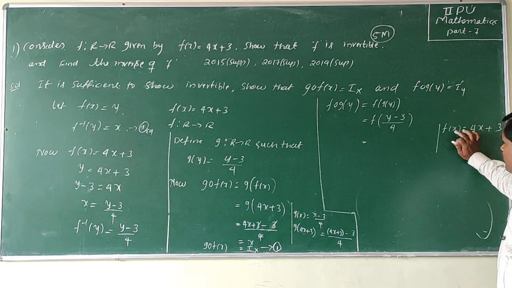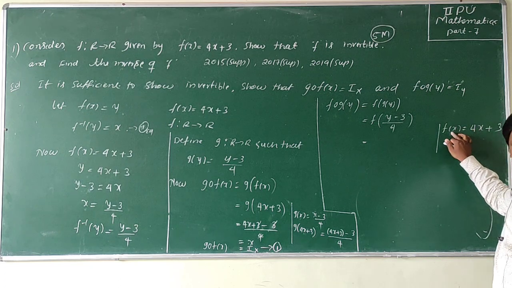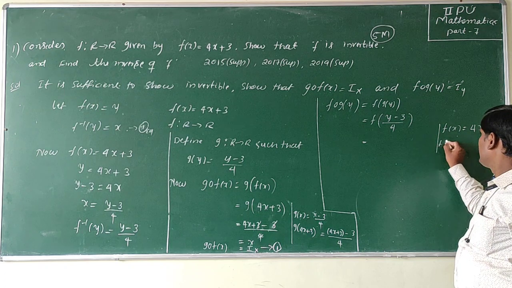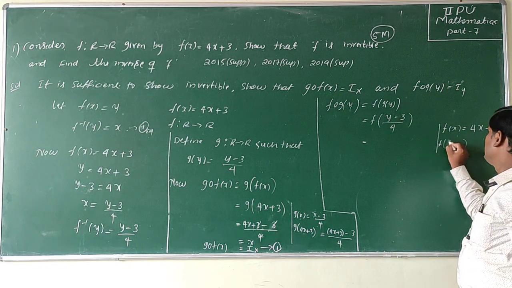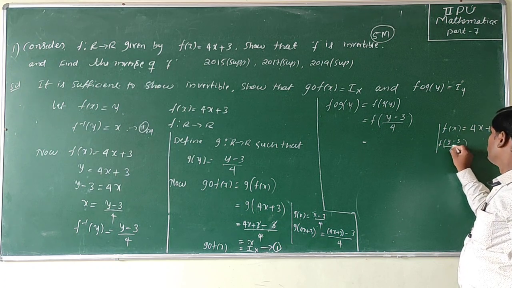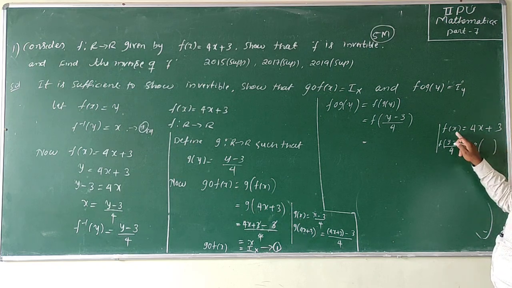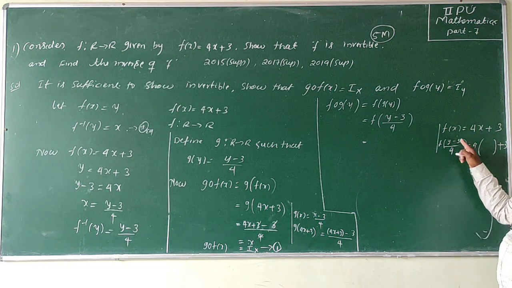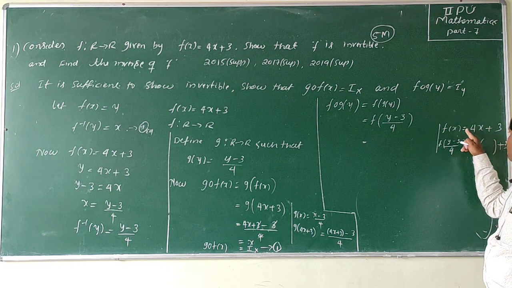Okay, so we are putting x as input and we are getting output 4x plus 3. Suppose we are putting y as input, then 4y plus 3. Similarly, I am putting this as input: y minus 3 divided by 4. That means 4 into input plus 3. Okay, so what is the input here? y minus 3 divided by 4. Here the input is x, therefore 4x plus 3.